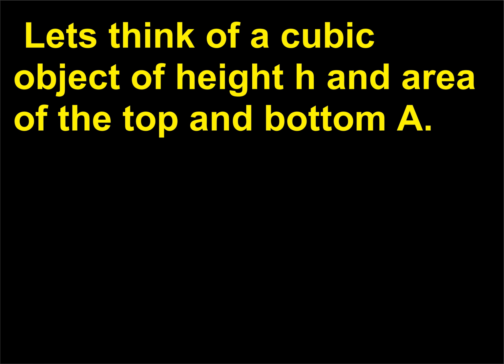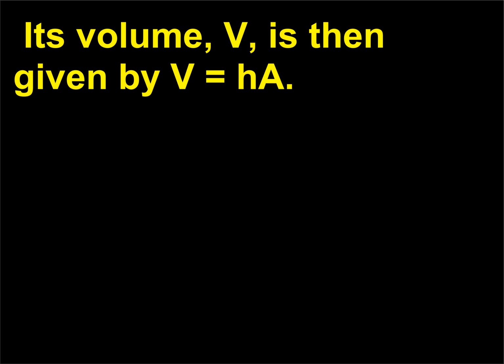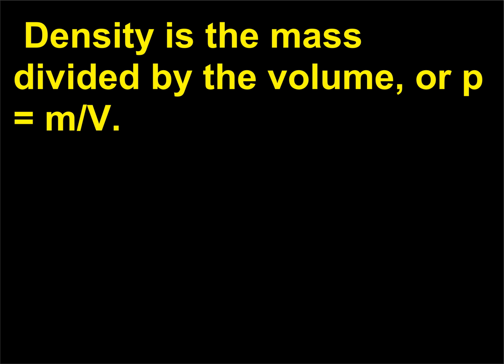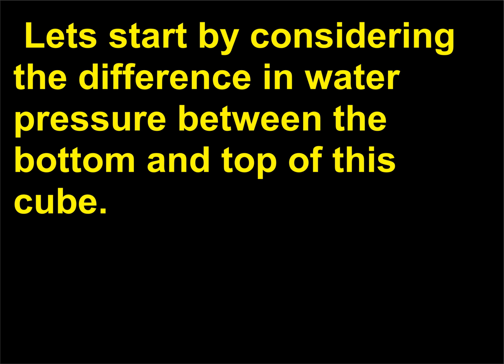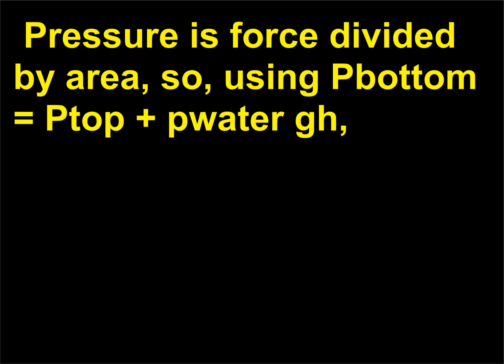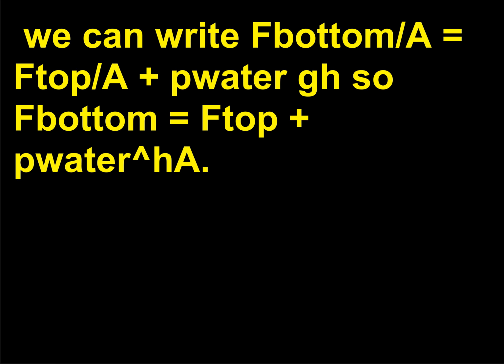Let's think of a cubic object of height h and area of the top and bottom A. Its volume, V, is then given by V equals hA. Density is the mass divided by the volume, or ρ equals m/V. Let's start by considering the difference in water pressure between the bottom and top of this cube. Pressure is force divided by area, so, using P bottom equals P top plus ρ_water g h, we can write F bottom/A equals F top/A plus ρ_water g h, so F bottom equals F top plus ρ_water g h A.